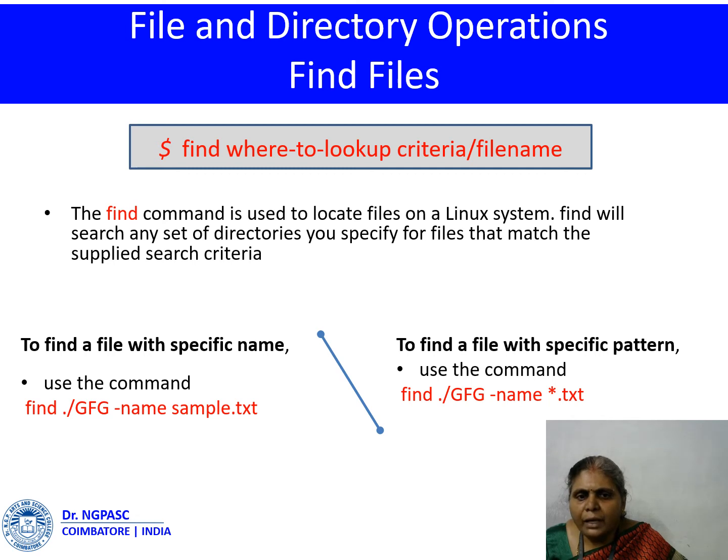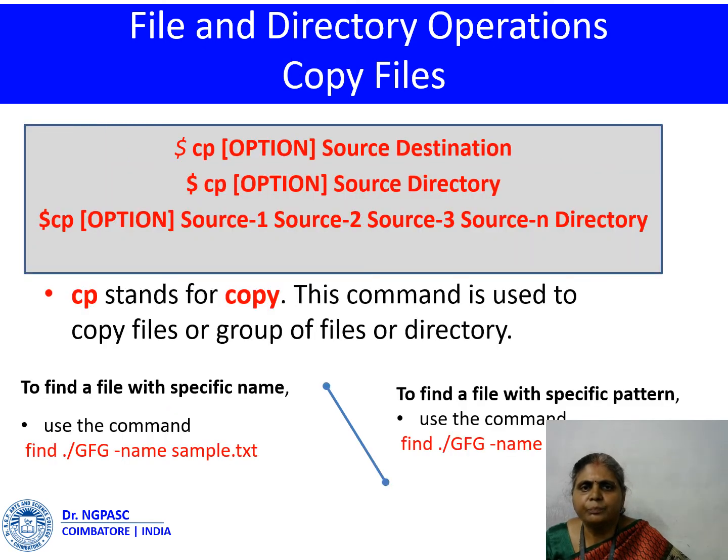To find a file with a specific name, we have to use the syntax like this: find, then the name of the file. To find a file with a specific pattern, you have to use the command find file name, which also consists of some pattern. Here the *.txt means all the files ending with the extension .txt. It will find all files ending with the txt extension.